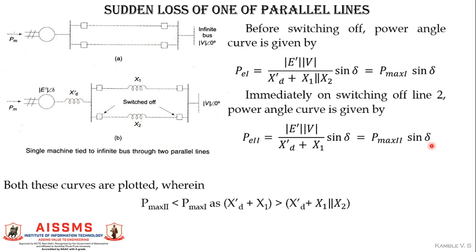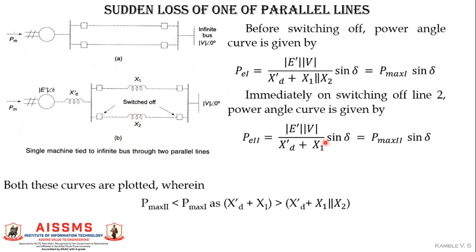So now we have two equations. First equation is PE1, that will be P max 1 into sine delta. The second equation is PE2, that equation will be P max 2 into sine delta. PE1 equal to P max 1 into sine delta. This is the equation when both the lines are there in the circuit, and PE2 equal to P max 2 sine delta. This is the equation when only one line is present in the circuit.